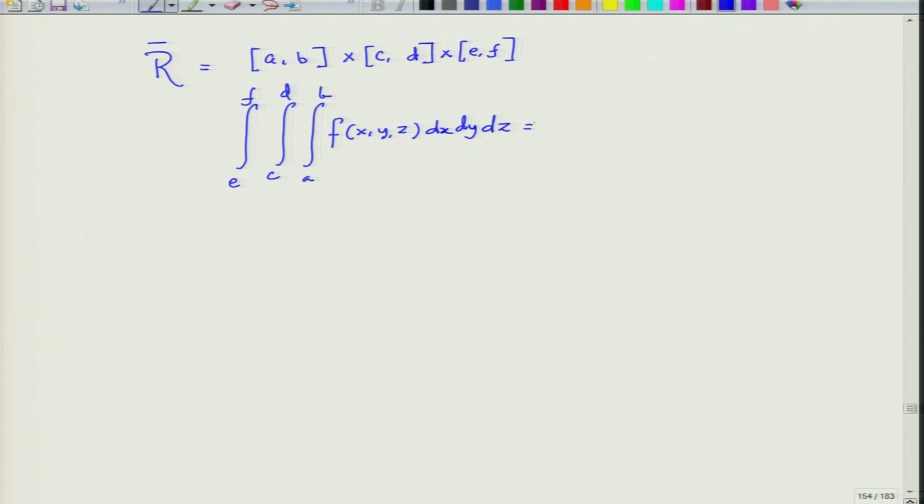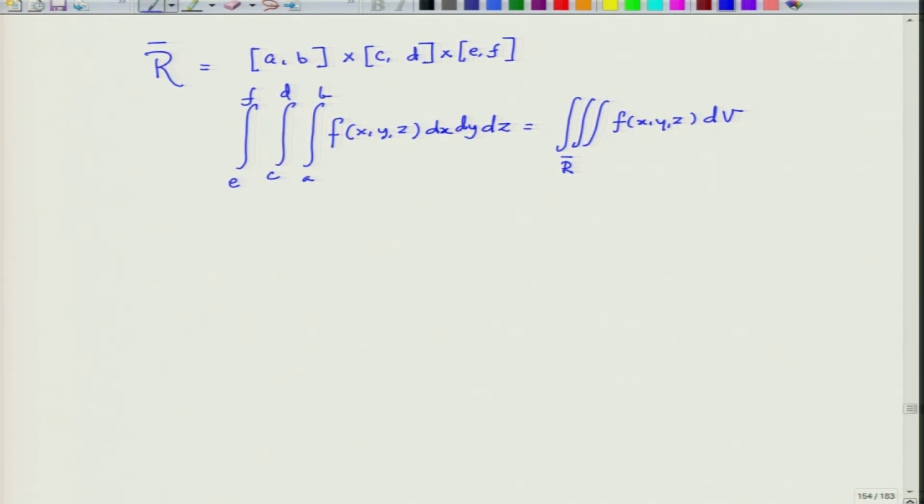And this actually is the triple integral over this rectangular volume of f(x, y, z) dV, that is dx dy dz. This is how. So here there are 6 possibilities, 3 factorial is 6. So 6 possibilities of iterated integrals. If one of them exists, then all of them exist, and they are all equal to this.